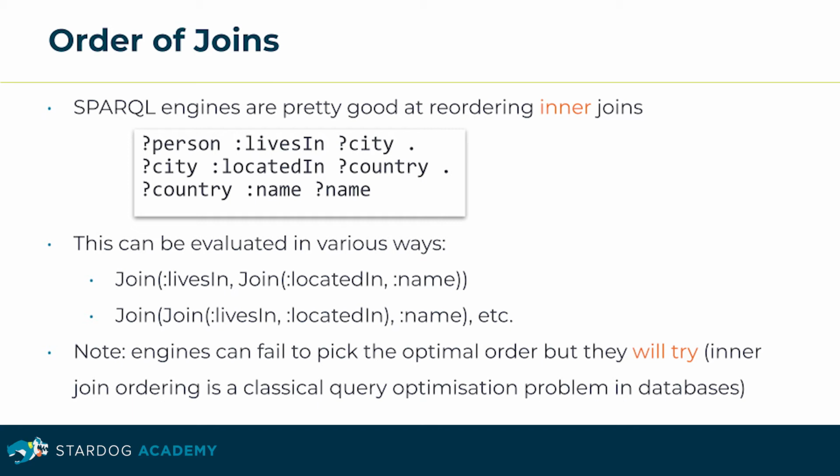In this example, we've got person lives in city, city is located in country, country has a name. So we can evaluate this in different ways. First, we could join the lives in with the other join of located in and name, or we could reverse that and join lives in and located in first and then join that with name. Now, some engines can fail to pick the optimal order, but they can try. And this is a classical query optimization problem in databases.